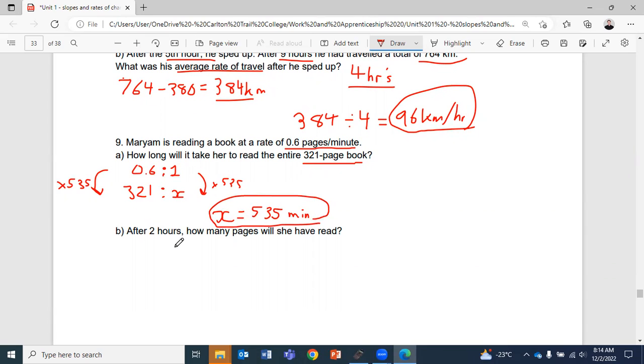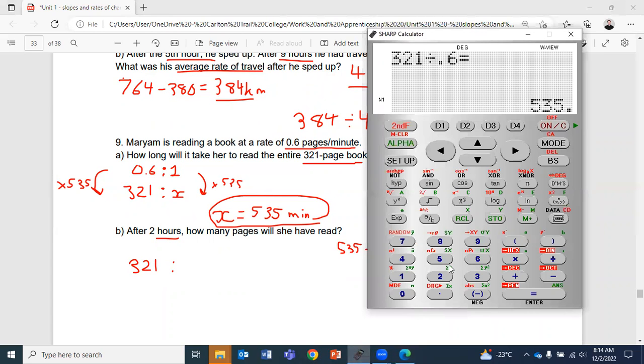After 2 hours, how many pages will she have read? We have an issue now. We did it in minutes. We have hours. We need to figure out a way to solve this. So here's what I know. Let's use what I know. I know that she can read 321 pages in, not in minutes, in a certain number of hours, because we need hours now. So let's figure out how many hours are in this. So I take my 535 minutes, divide it by 60 minutes. So 535, there's 60 minutes in an hour.